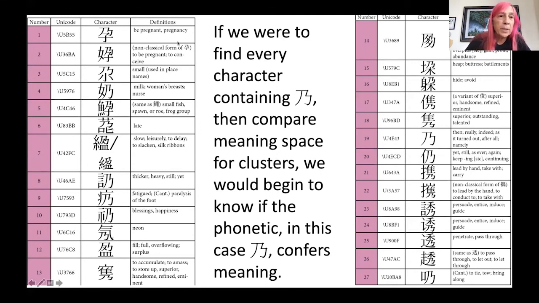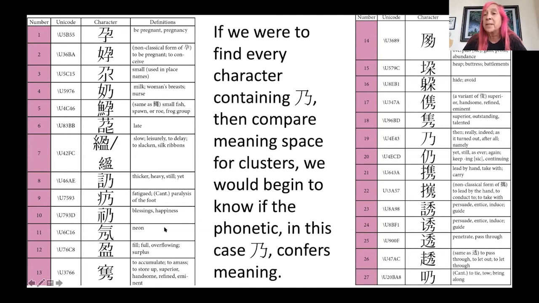So if we look here, we see to be pregnant, small. Well, women are smaller than men. Milk, women's breast, nurse, small fish, spawn, roe, late. These are concerns when you're pregnant. Slow, thicker, fatigue, paralysis of the foot, blessings, happiness. What character has a relationship with fatigue, paralysis of the foot, and blessings, happiness, but pregnancy? And now people will question this, and this is where the subjective part comes in. Why is neon there? And you notice this is not a word we use anymore. Nihong is the word for neon now. We don't use this character. It has fallen out of favor.